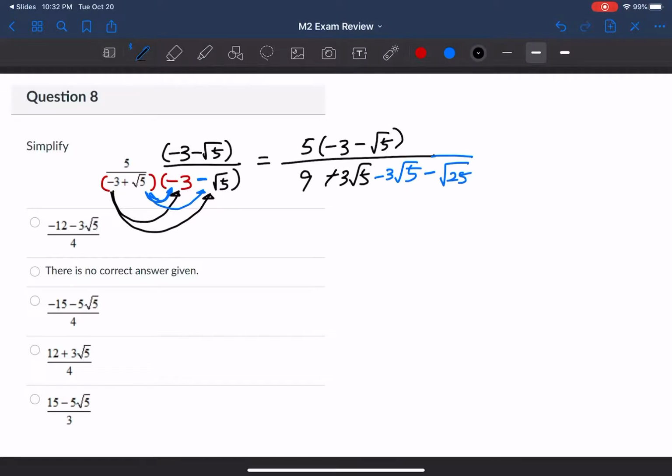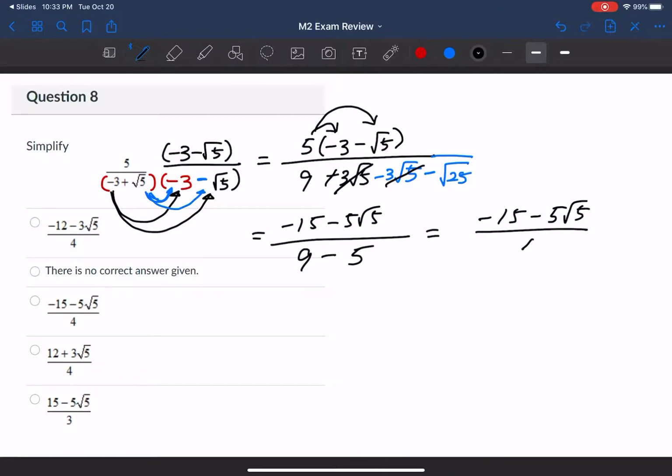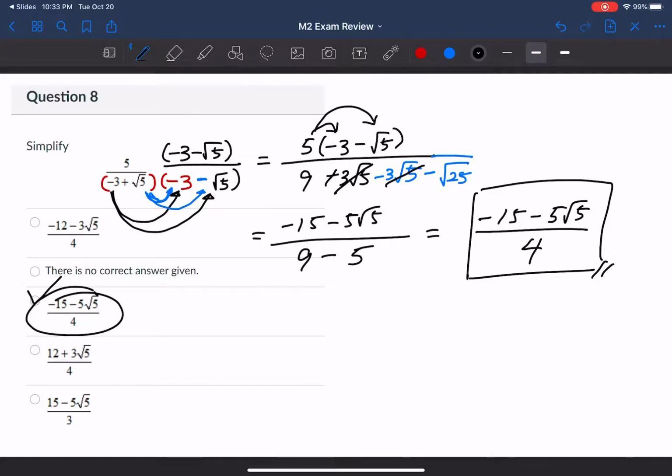Okay, let's simplify. I'm going to distribute my top one. It's negative 15 minus 5 root 5, all over, this middle one is canceling. It's 9 minus square root of 25, which becomes 5, right? So this becomes negative 15 minus 5 root 5 over 9 minus 5, which is 4. So that's your final answer. Okay, so that's how you divide radicals. Multiply by the conjugate.